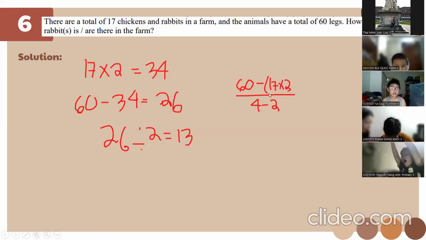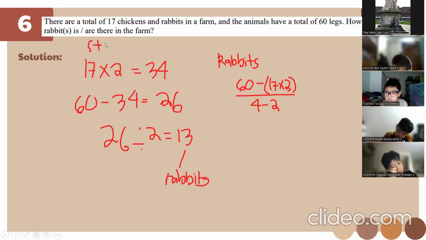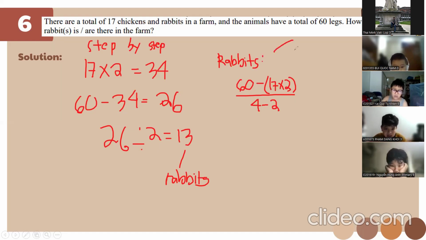Okay. This is to find the rabbit. I need to explain again. Okay? 17 times 2, 34. Then minus from the 60. Then 26 is divided by 2. Then we'll have 13 rabbits. Okay? Or we can just do this right away. This is the step by step. And this is the shortcut. Okay?